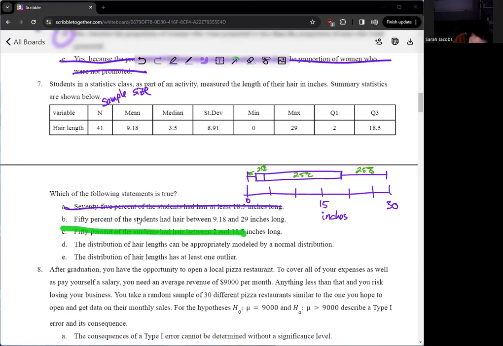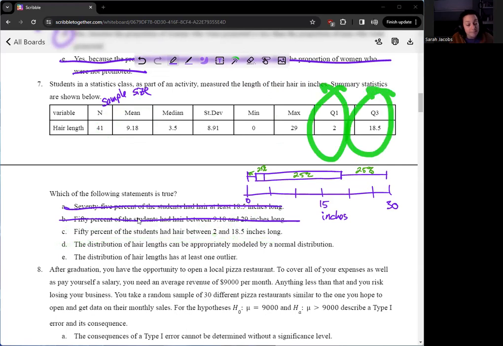50% of students had hair between 9.18 and 29 inches long. So that's the mean and the max. Especially with a skewed distribution like this, there could be outliers. So we can't say that 50% is between the mean and the maximum. We could say that it's between the median and the maximum, but not the mean. So be careful about that. 50% of the students had hair between 2 and 18.5 inches long. That is true. 50% is between Q1 and Q3 in the box.